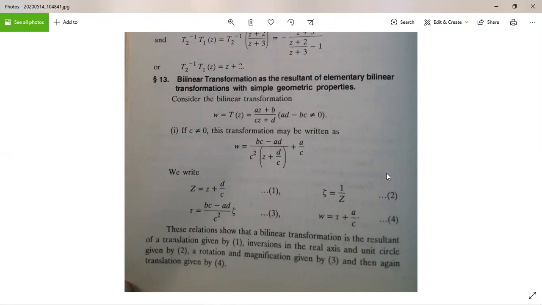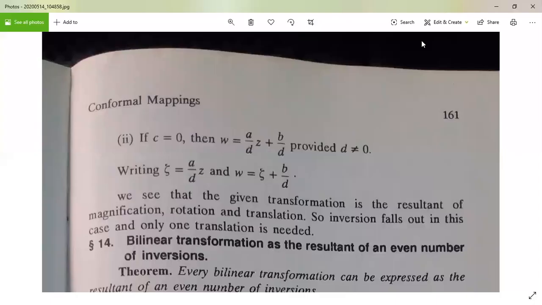This relation shows that a binary transformation is the resultant of a translation, then an inversion in the real axis and unit circle, then a rotation and magnification, and then again a translation. That means this is nothing but a combination of different types of transformations which we have already discussed.